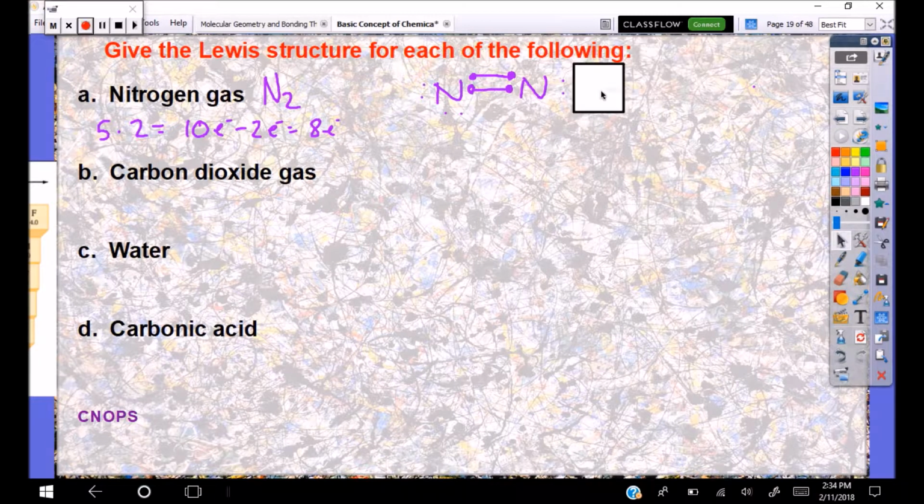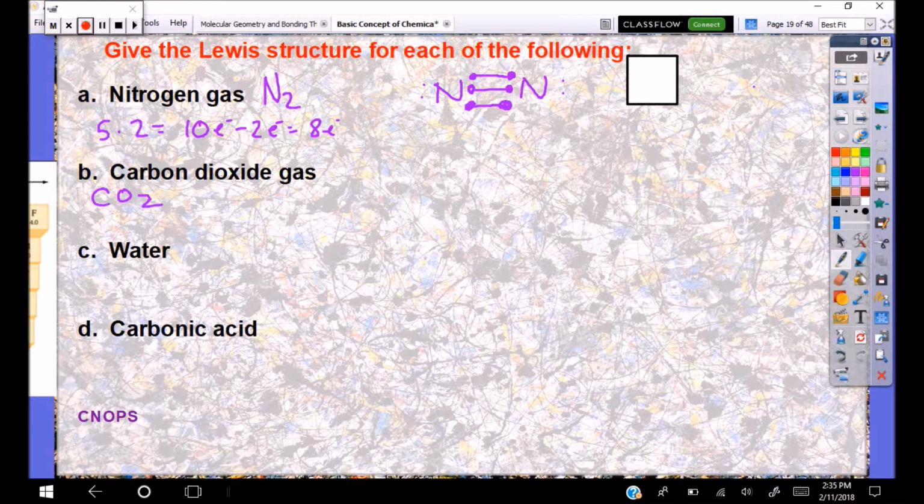If I cover this one up and look at the one on the left, it still has its 8, which is good. But then when I cover that one up and look at the one on the right, it only has 6. So I still don't have quite enough. I need to take another pair and convert it to another bond. All right. And I end up getting a triple bond between my 2 nitrogens. In this way, each nitrogen is sharing 6 electrons, and each has a lone pair for a total of 8.